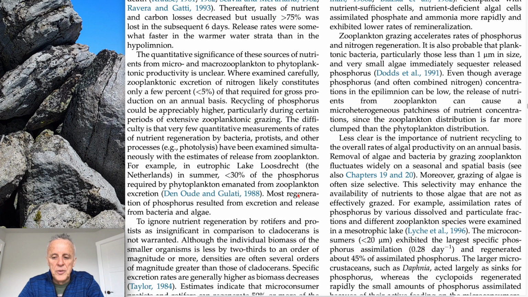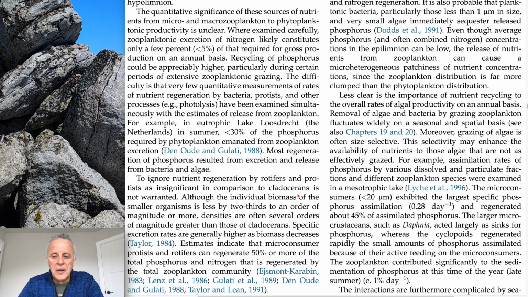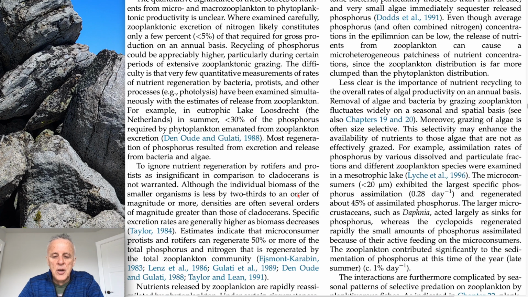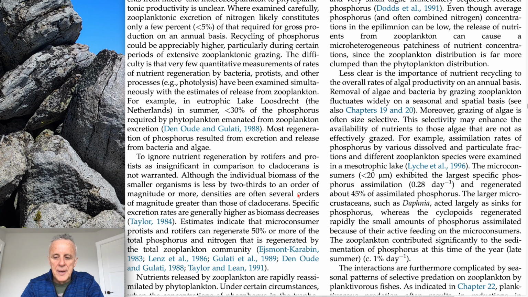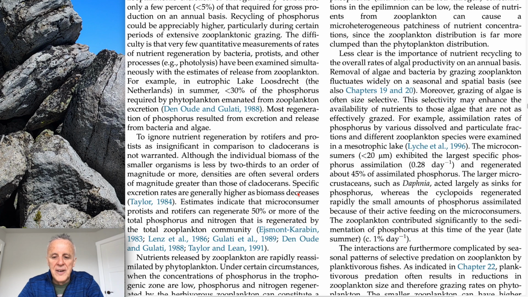Less clear is the importance of nutrient recycling to the overall rates of algal productivity on an annual basis. Removal of algae and bacteria by grazing zooplankton fluctuates widely on a seasonal and spatial basis. Moreover, grazing of algae is often selective, size-selective that is. This selectivity may enhance the availability of nutrients to those algae that are not as effectively grazed.